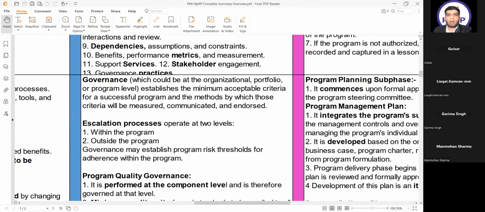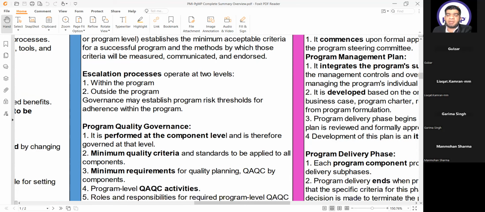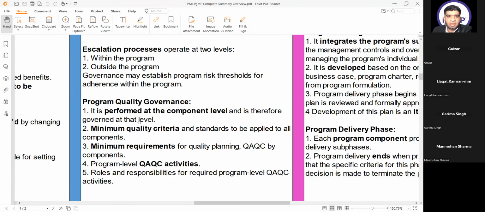Governance, which could be at the organizational, portfolio, or program level, establishes the minimum acceptable criteria for a successful program and the methods by which those criteria will be measured, communicated, and endorsed. Escalation processes operate at two levels, within the program or outside the program. Governors may establish a program risk threshold for adherence with the program, because the program risk threshold tells you which risks will go up. So this is coming under the escalation process, and we have escalation policies to define at which level we are going to address the risk.